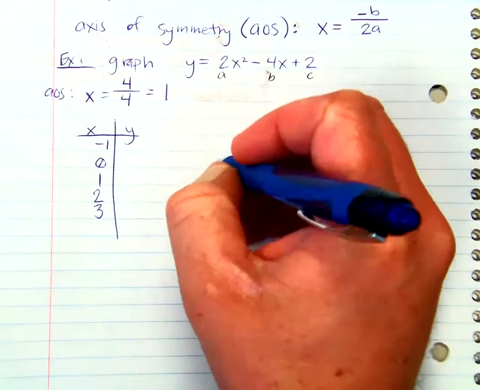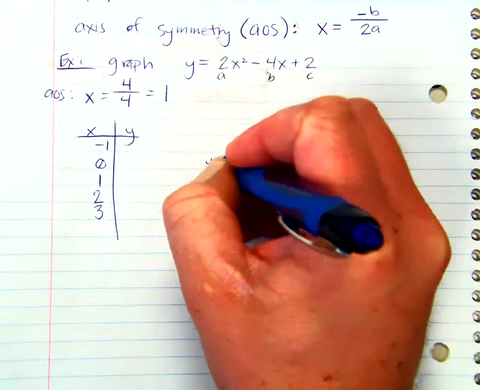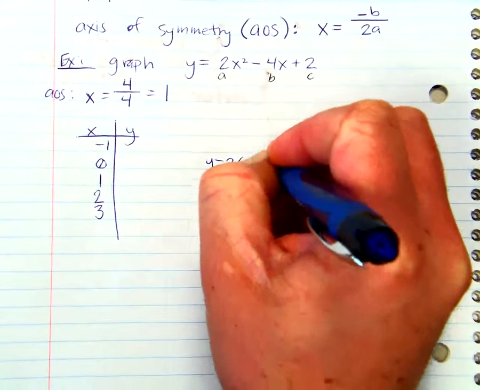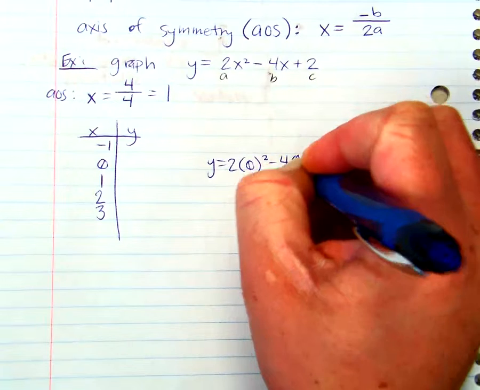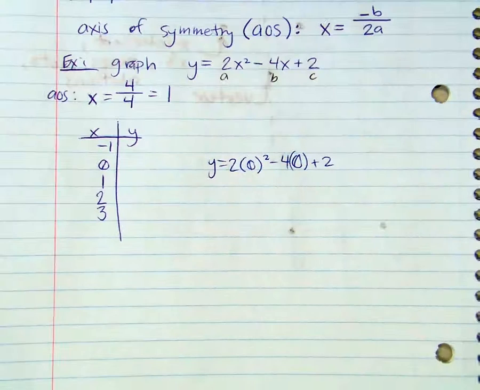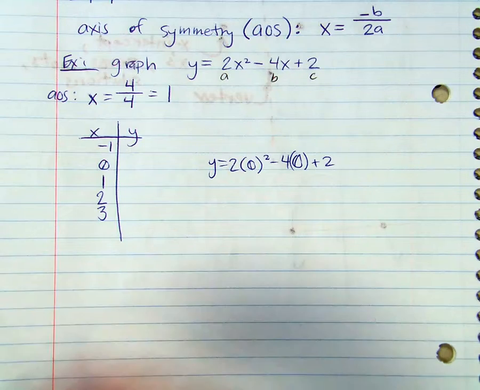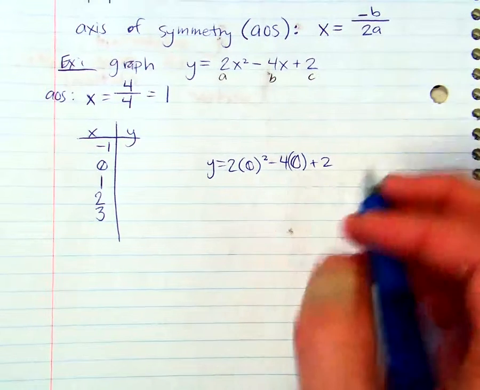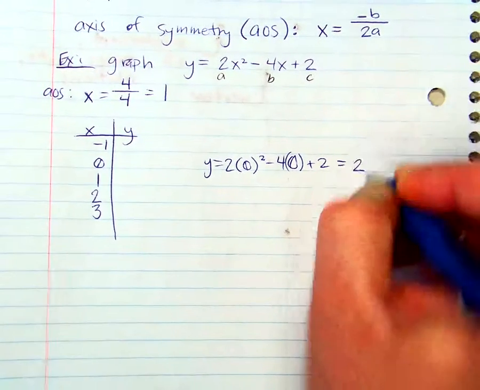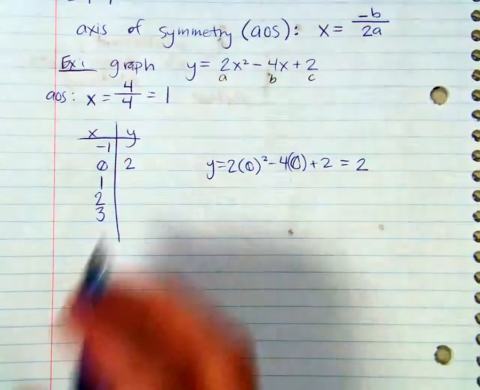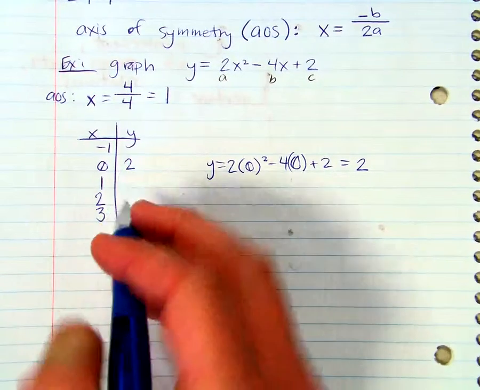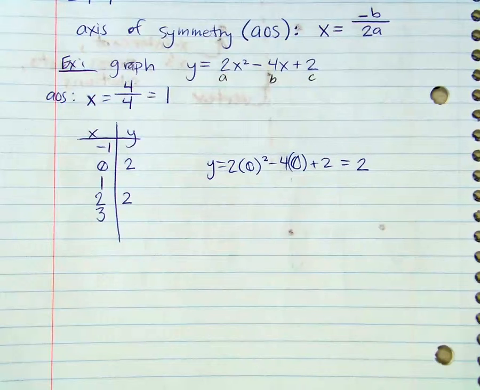That's always an easy one to work with. So I have y equals 2 times 0 squared minus 4 times 0 plus 2. Hopefully you don't need to think too hard about this. There's a lot of zeros there. That's going to be 0, that's going to be 0, so all I have left is 2. Well, if 0 is 2 and 1's in the middle, then this must be a 2 also.